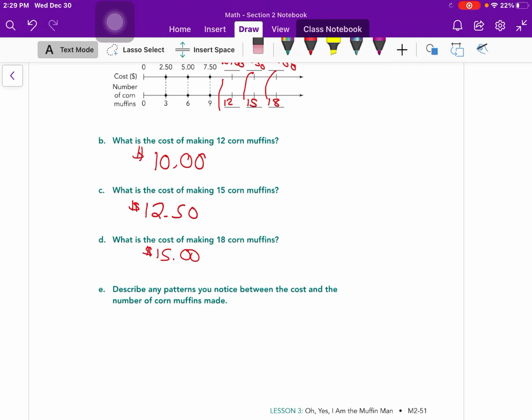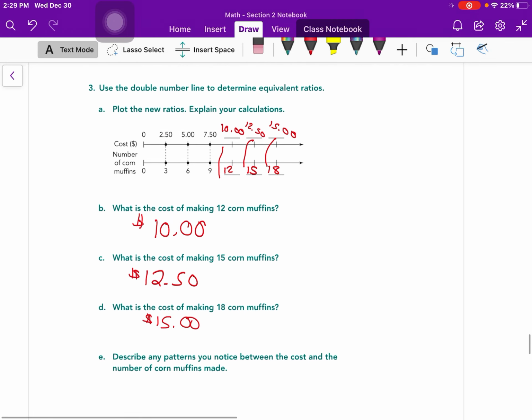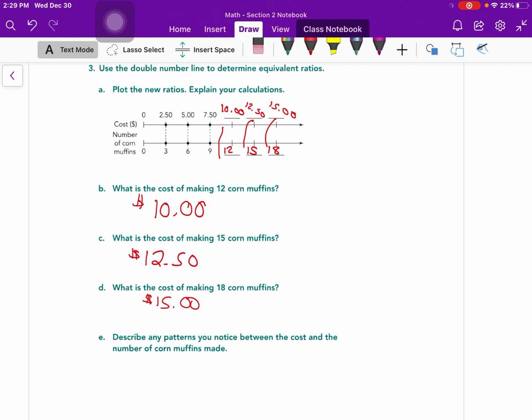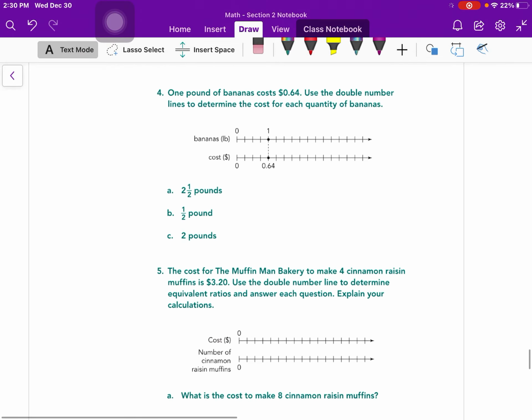Describe any patterns you notice between the cost and the number of corn muffins made. What kind of patterns do you see here? Maybe you see that you're adding 3 each time and adding the $2.50. You're seeing kind of a pattern of decimal or 50 cents and then a whole dollar amount, 50 cents, whole dollar amount, so on and so forth. So you'll make your patterns there. Let's move on.